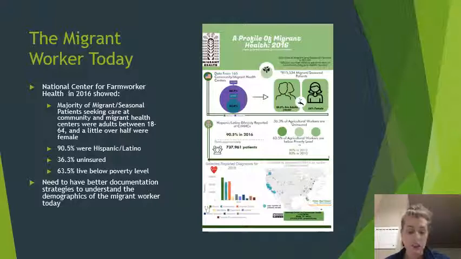Although many studies do show that there is a large portion of ethnic and racial minorities being affected by agricultural employment, they do state that there is poor documentation strategies when it comes to documenting the demographics of the migrant worker. And to better understand what our migrant workers are going through, we do need to have better documentation practices.